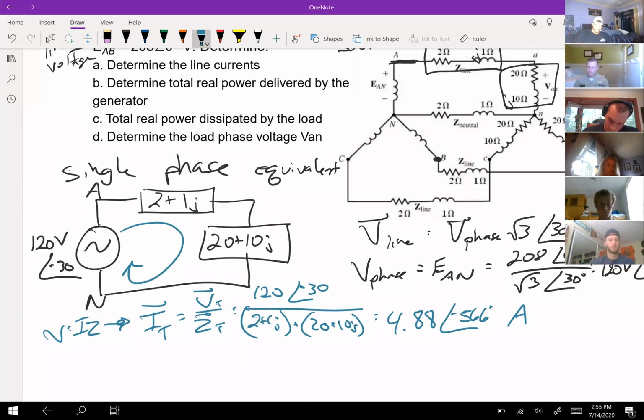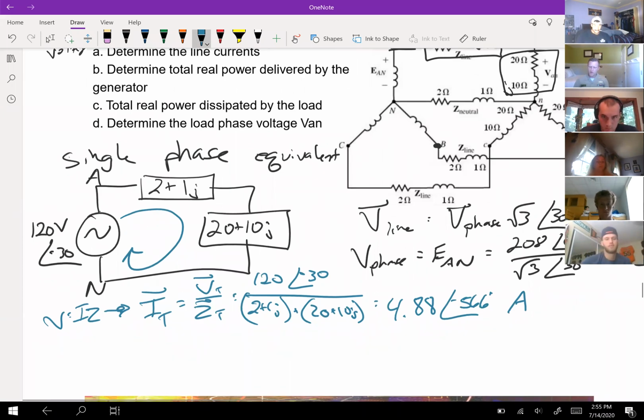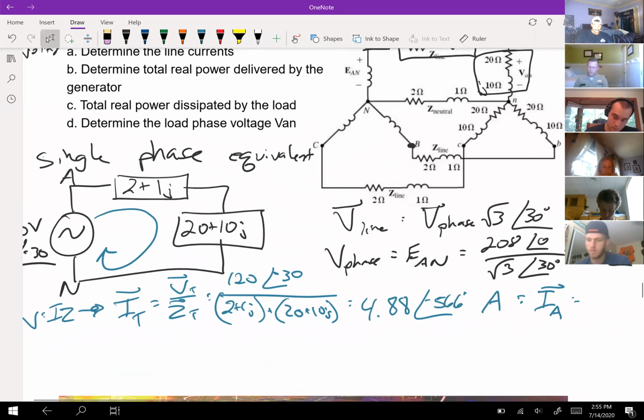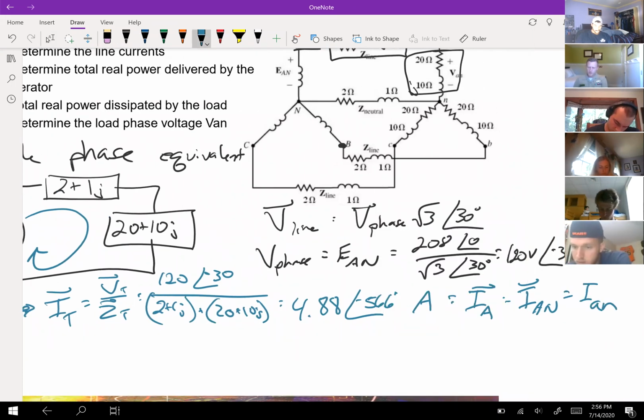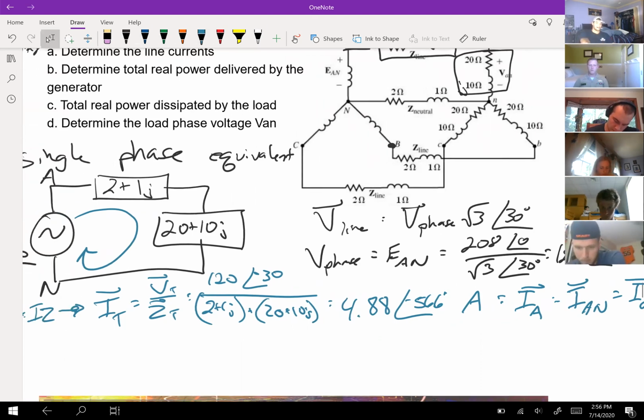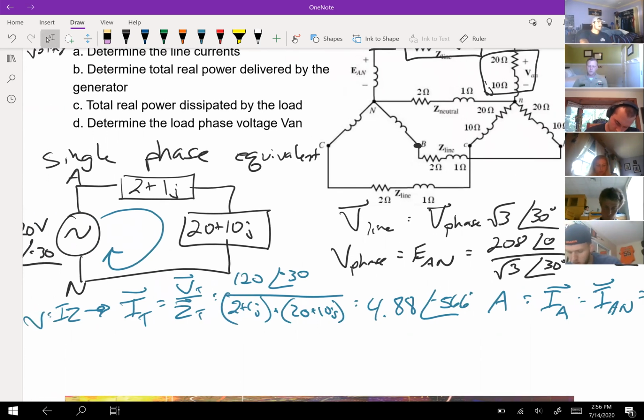So that is IA, and that's also IAN, which is on the source side. That was also lowercase I an on the load side. And on the equation sheet, it also says I line equals I phase. That's pretty obvious to see on our single phase equivalent: what goes through the element on the left is what's going through the line at the top, and is what's going through the phase on the right. Phase means element. So phase voltage is across an element. Phase current means through an element.